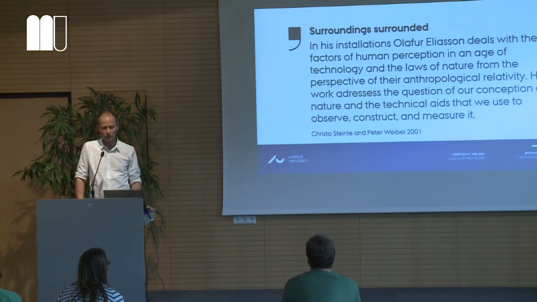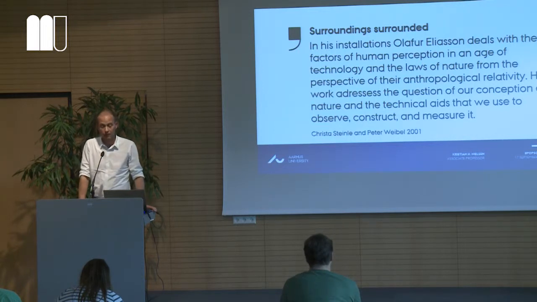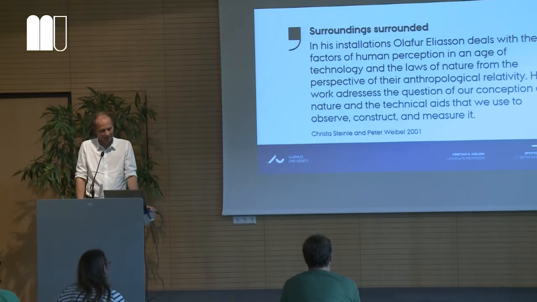First, I'll just present you with this slide, showing a very common way to interpret and understand Eliasson's art. It's from a 2001 publication by Christa Steinle and Peter Weibel called Surroundings Surrounded. They say, in his installations, Ólafur Eliasson deals with the factors of human perception in an age of technology and the laws of nature from the perspective of their anthropological relativity. It's almost STS, isn't it? His work addresses the question of our conception of nature and the technical aids that we use to observe, construct, and measure it.